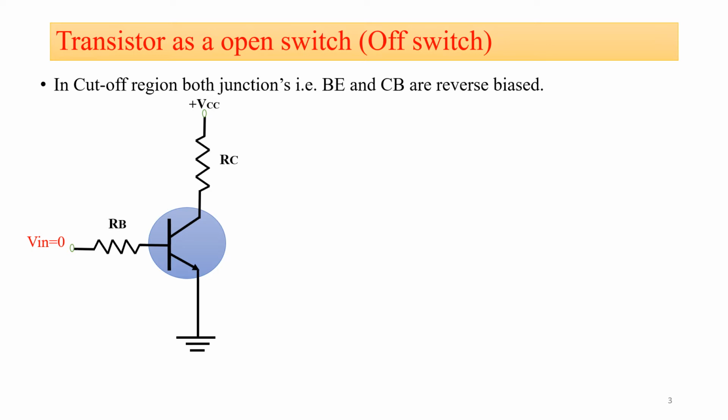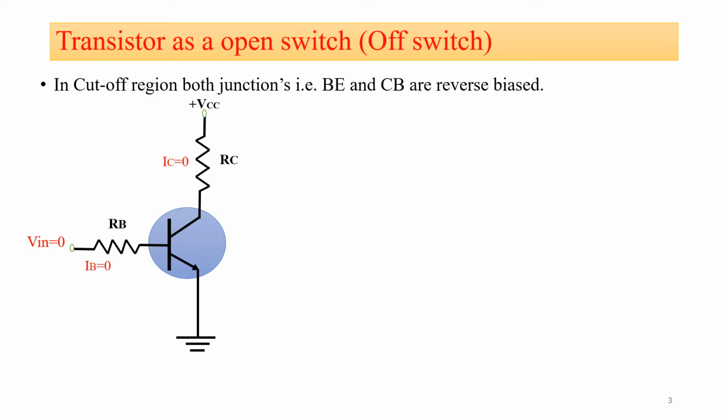Now when both the junctions are reverse biased, our input current, that is IB, equals 0, and due to IB equals 0, our output current, that is IC, will be equal to 0. Because as we know, for the common emitter configuration, our output current IC totally depends on the input current IB. So as input voltage equals 0, the input current is also 0, and due to this, output current is also 0, that is IC equals 0.